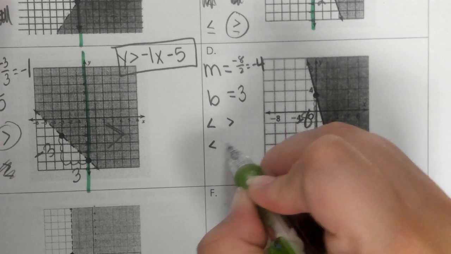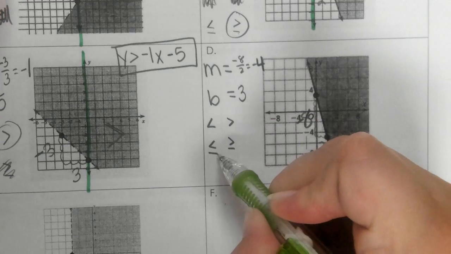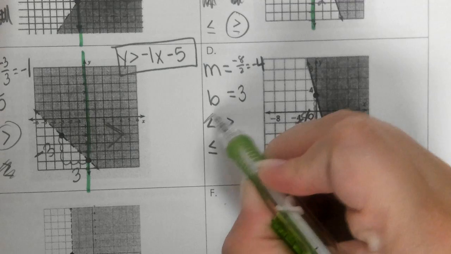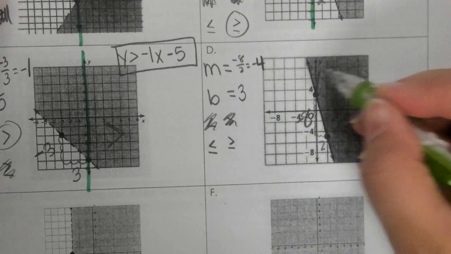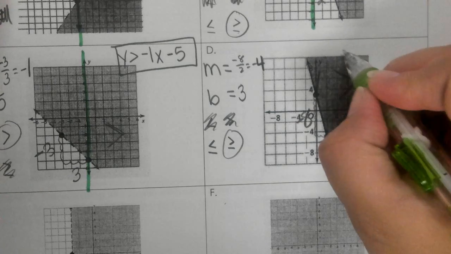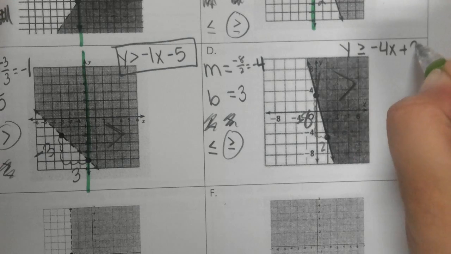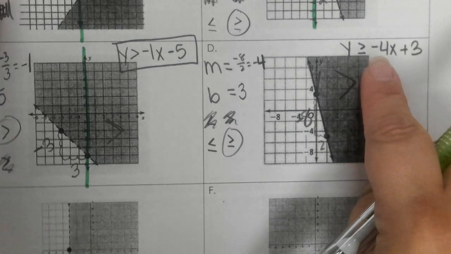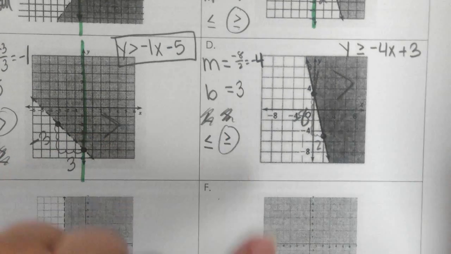Then we figure out which inequality. So this is a solid line, which means it has to have the equal to. It's above the line. The shading is up, which is greater. So it has to be greater than or equal to. And we have negative 4x for m, and then plus 3 at the end.